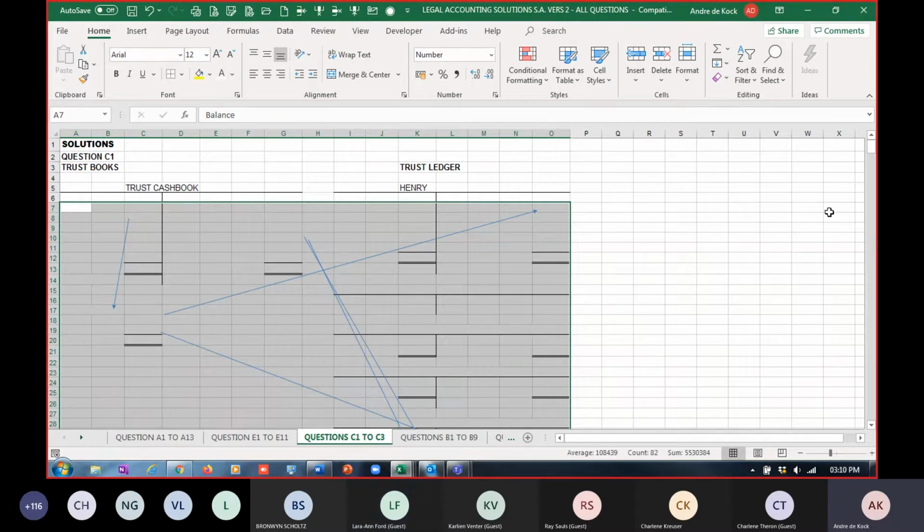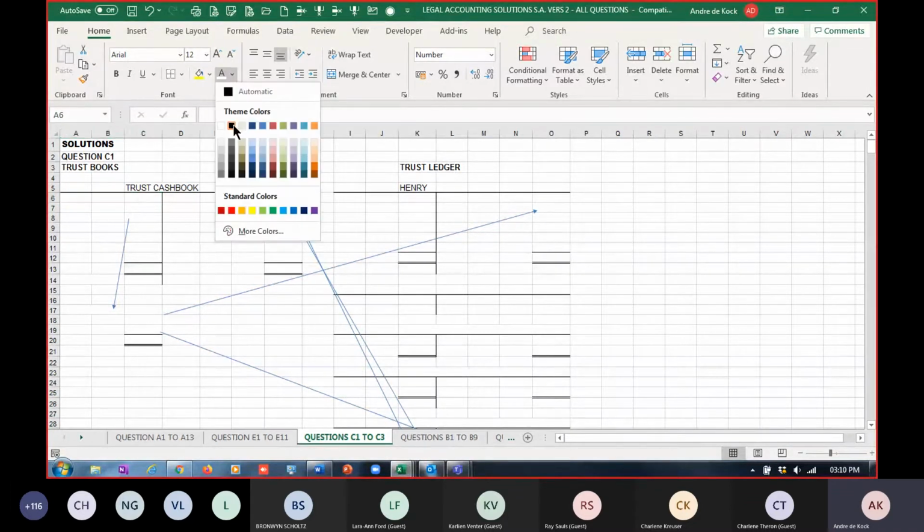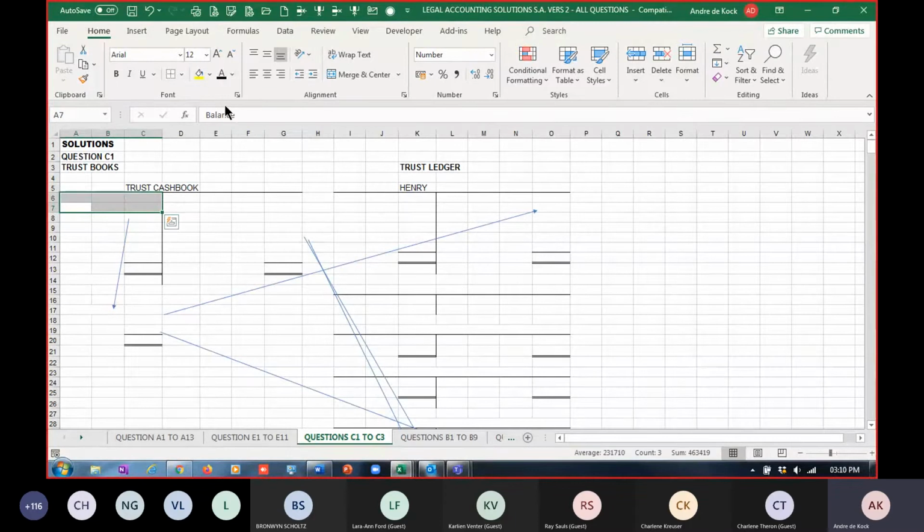Okay, let's have a look. You are holding 463,418 in your trust banking account. Therefore, my trust cash book must show that I've got a figure of 463,418. Is that correct? Yes, we've got 463,418. It says you are holding 463,418 in your trust banking account. What do we have to do? Record the appropriate transactions in your trust cash book and ledger accounts.